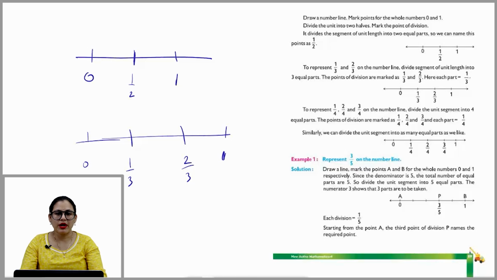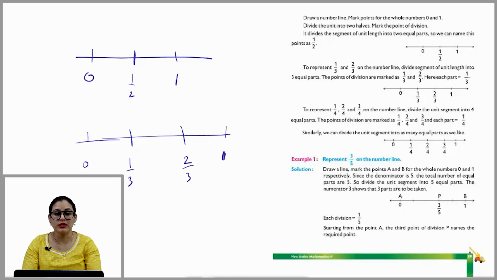To represent 1 by 4, 2 by 4 and 3 by 4 on the number line, divide the unit segment into 4 equal parts, like in this case. Now you see 1, 2, 3, 4. There are 4 equal parts. The points of division are marked as 1 by 4, 2 by 4, 3 by 4, and each part is equal to 1 by 4.